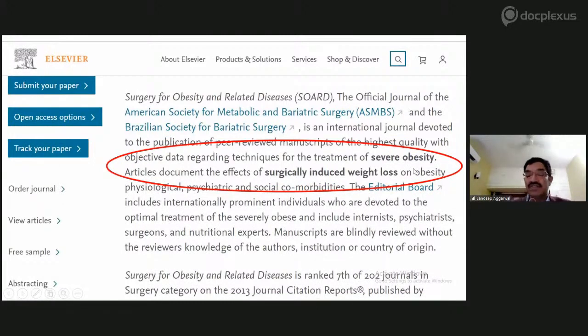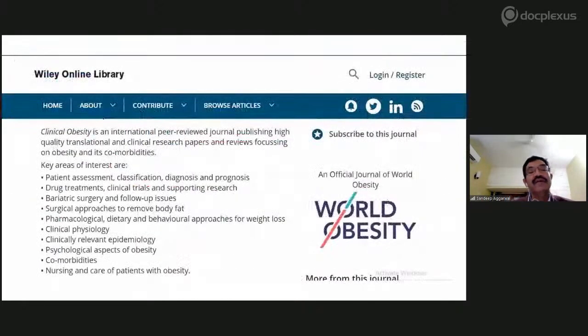So, if you have an article which is not really dealing with bariatric surgery or some sort of intervention, they will not take your article. It will be a waste of time. You will format it according to the journal, send it, and they will reject it straight away at the editorial level. But you have a different journal, like Clinical Obesity.